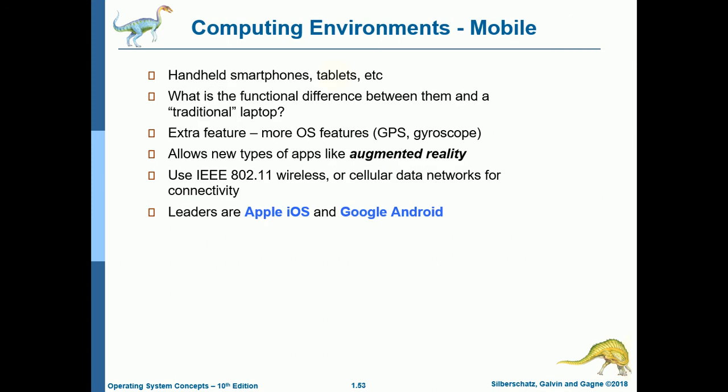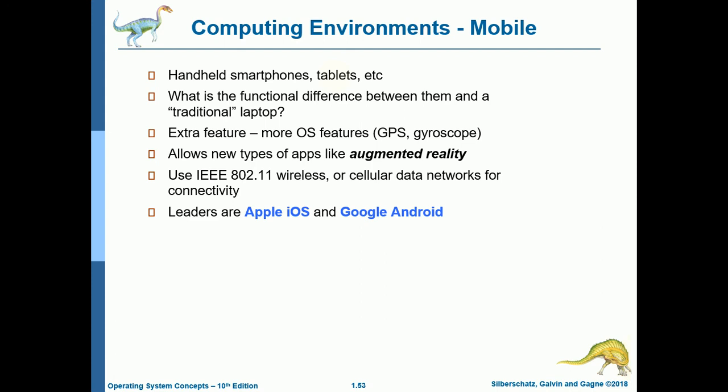Okay, what about the mobile computing environments? These are handheld smartphones, tablets, and others. What is the functional difference between them and a traditional laptop? Mobile is more of the smartphones, and the traditional laptop is, of course, something where you can still do many more things than on a phone. And of course, there are still apps in the smartphones that are questionable.